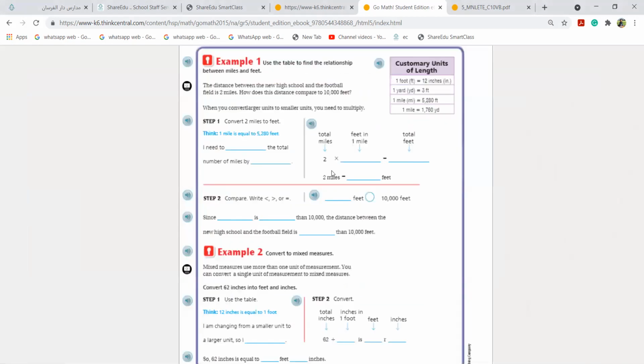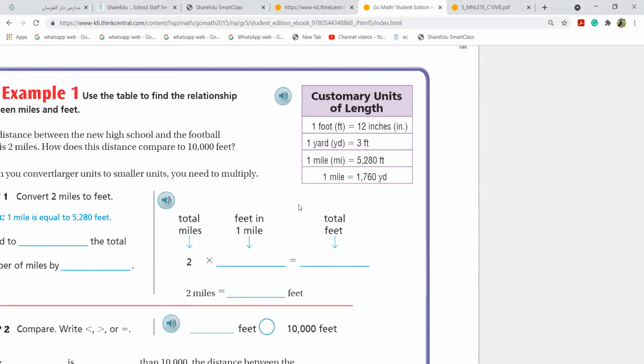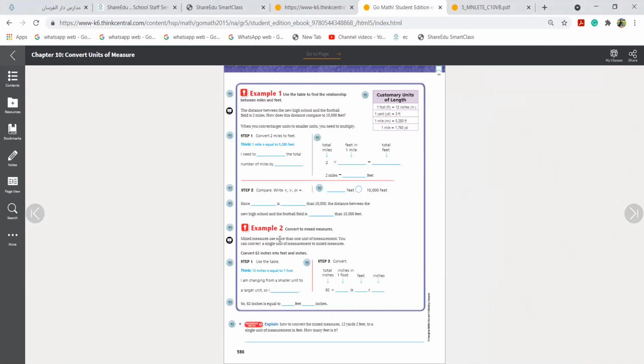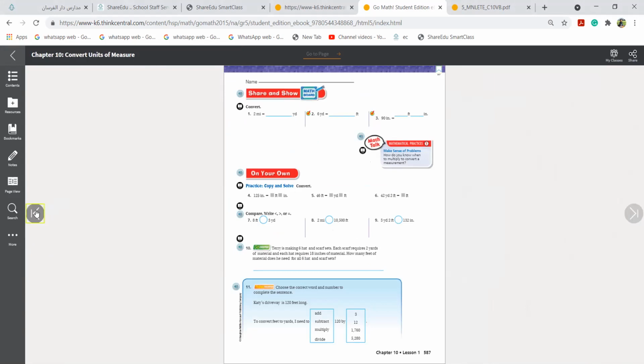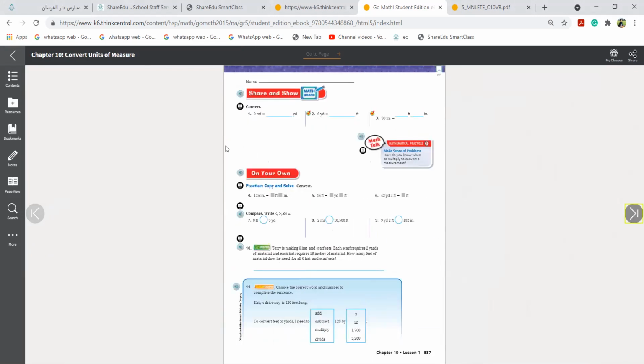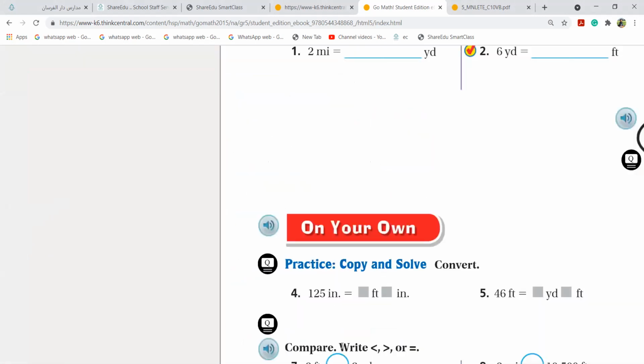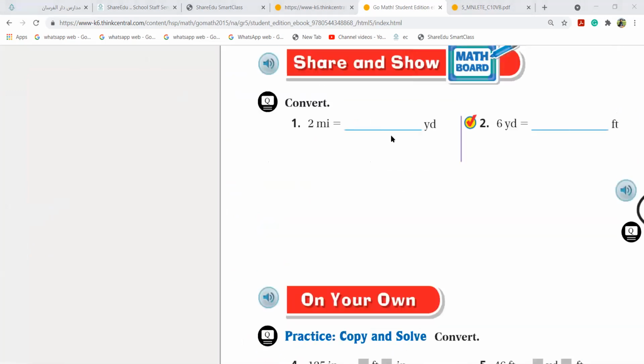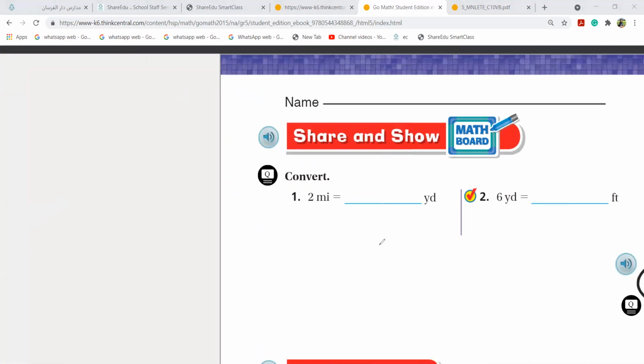Now see, you have 1 mile equals 5280 feet, or 1 foot equals 12 inches, or 1 mile is 1760 yards. See, girls, be very good at multiplication. I gave you like this: 1 mile equals 1760 yards. So how much is 2 miles? Tell me, how much is 2 miles?